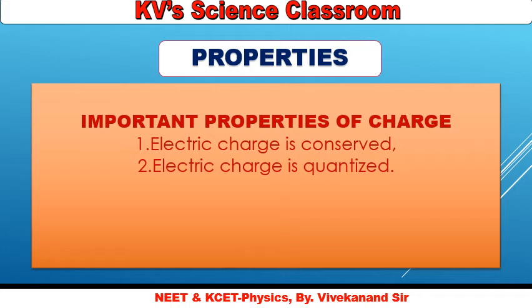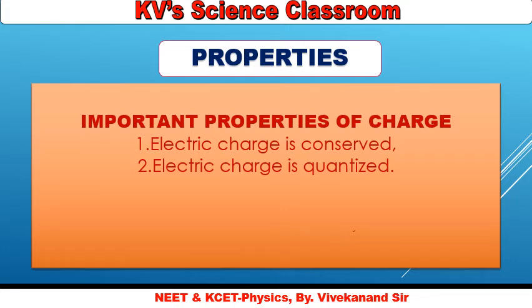Now we understood the charges. What are electrostatic charges? How to represent them? And you also understood that like charges repel each other, unlike charges attract each other. Then what are the important properties of them? There are two important properties of electric charge. The first one is that electric charge is conserved. That is the conservation of electric charge.